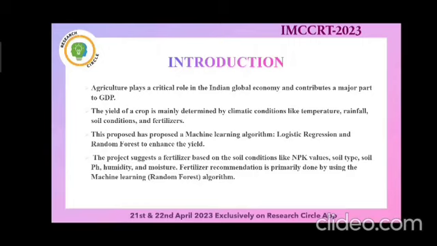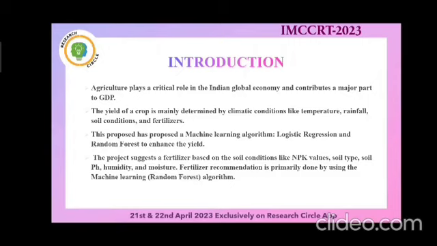So the yield of the crop is mainly determined by climatic conditions like temperature, rainfall, soil conditions, and fertilizers. Due to variable factors, the production gets affected and remains a huge problem for the agriculture sector, which strengthens the need for proper analysis. So recently, machine learning algorithms are used by researchers to predict the yield of a crop before it is actually cultivated. This proposed system has machine learning algorithms, logistic regression and random forest, to enhance the yielding.